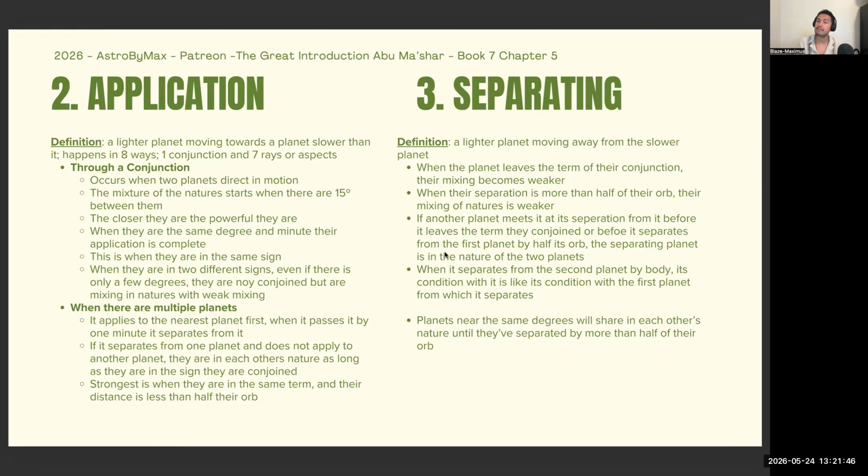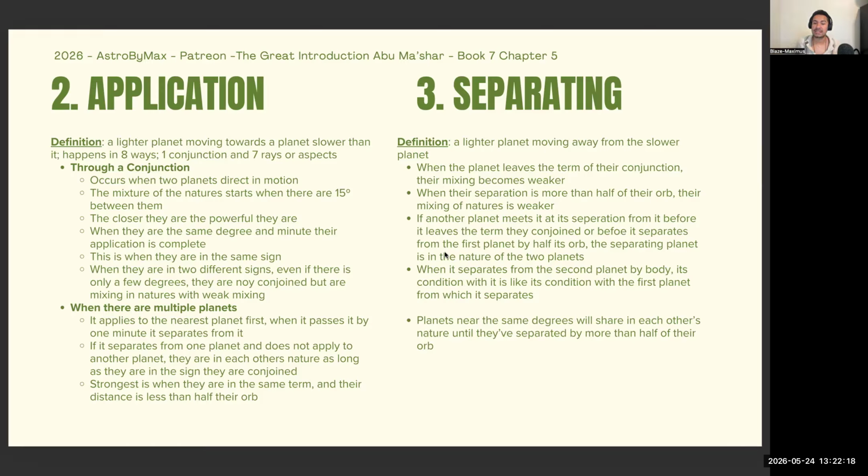And if another planet meets it at its separation from it before it leaves the term they conjoined, or before it separates from the first planet by half the orb, the separating planet is in the nature of both of those planets. So if it goes from one planet and before it leaves the term it goes to another, it's in the nature of both of them. And when it separates from the second planet by body, its condition is like its condition with the first planet from which it separated.